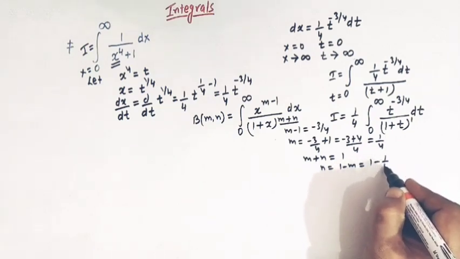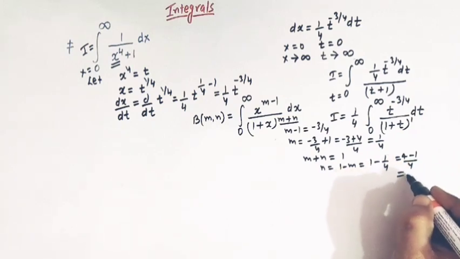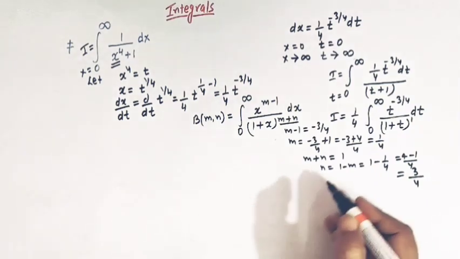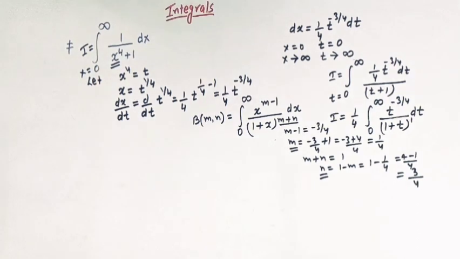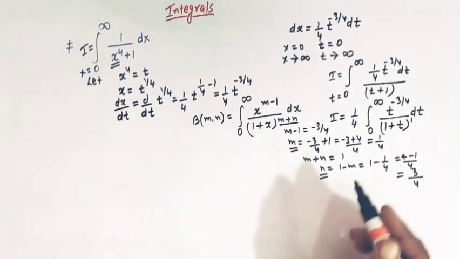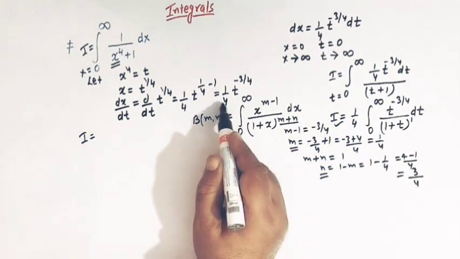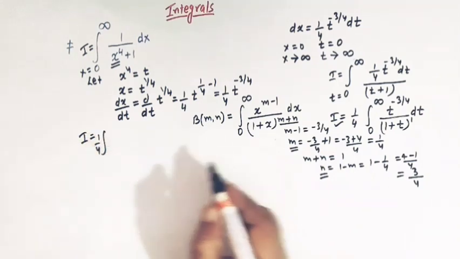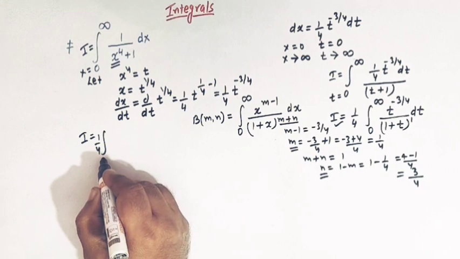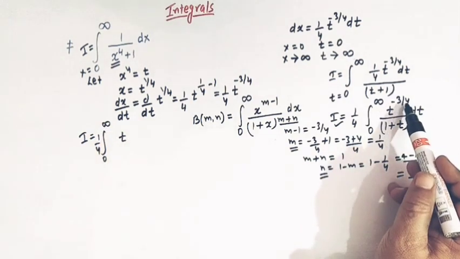So we have 1 minus 1 by 4, that is 4 minus 1 over 4, that is 3 over 4, right? So the value of m is 1 by 4, the value of n is 3 by 4. So now we can represent this integral I in terms of the beta function. So we have here 1 by 4, 0 to infinity, and we have t raised to minus 3 by 4, right?